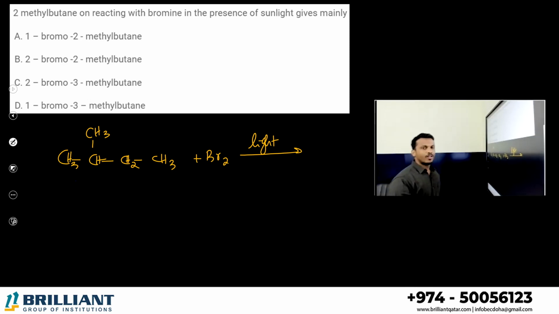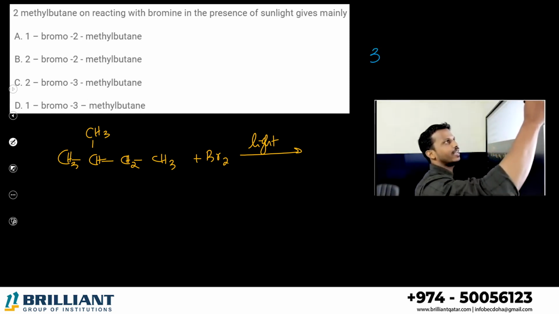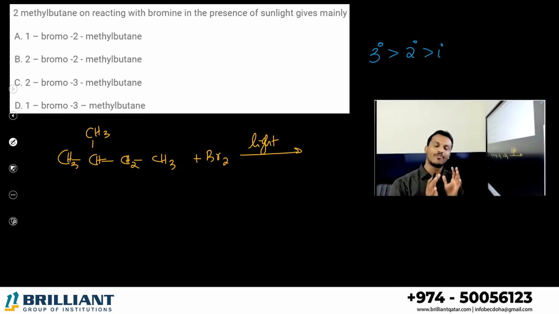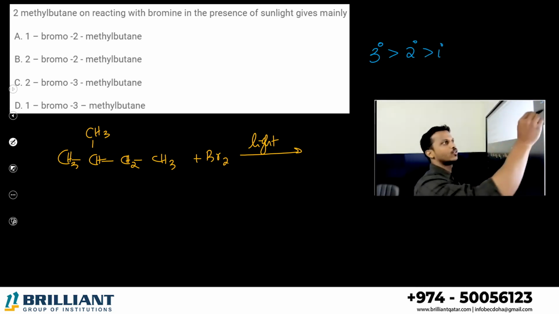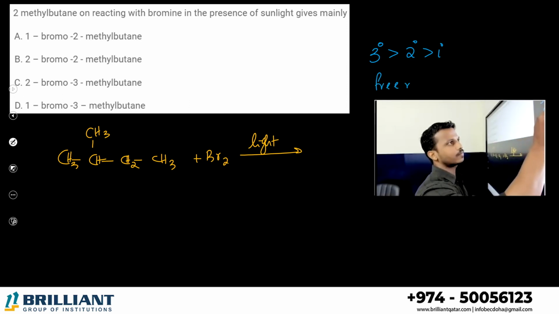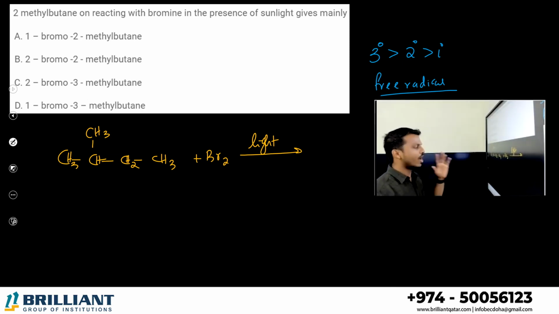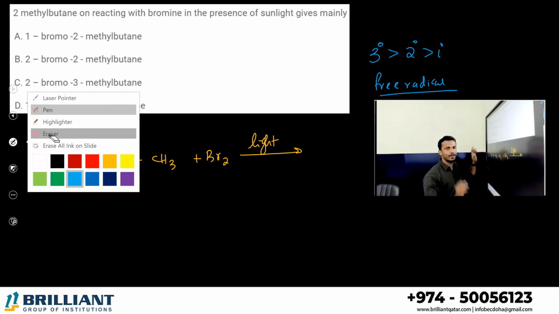What is the stability order of carbocation? Tertiary greater than secondary greater than primary. This is the same order of stability of free radicals also. So free radical stability is in the same order, tertiary greater than secondary greater than primary. So how can you make it tertiary? From this compound, how can you make it tertiary? That is the question.